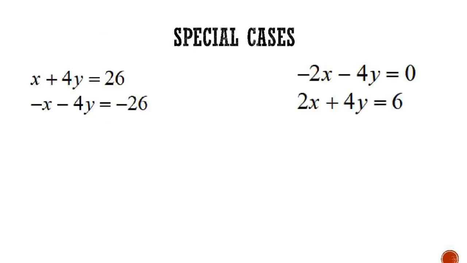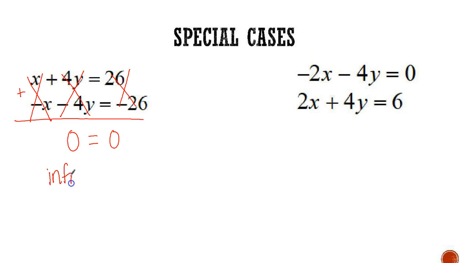Real quick, you do not need to write this down, but just to show you something that will happen. So I already have an opposite here. So I go to add. X minus x eliminates. Great. But look, 4 minus 4 also eliminates. So I'm left with nothing on this side, which is 0, equals. And then 26 minus 26, well, that also eliminates. And so I'm left with nothing equals nothing. 0 equals 0. Is that true? Does 0 equal 0? Yes. So if that happens, this is infinite solutions. Or you could also write all real numbers, but it tends to be infinite solutions there. So basically, if everything cancels out, 0 equals 0, infinite solutions.